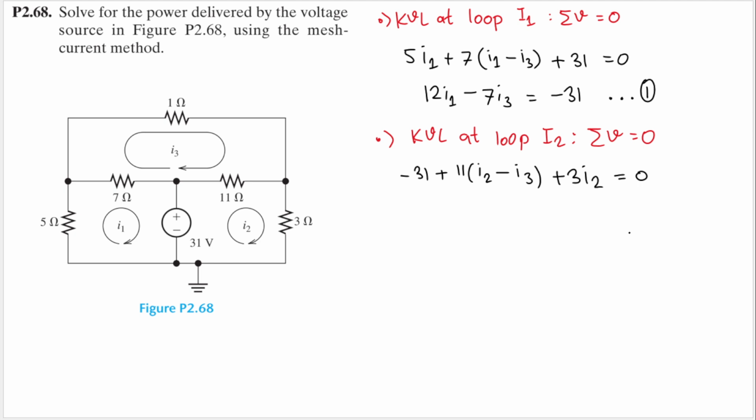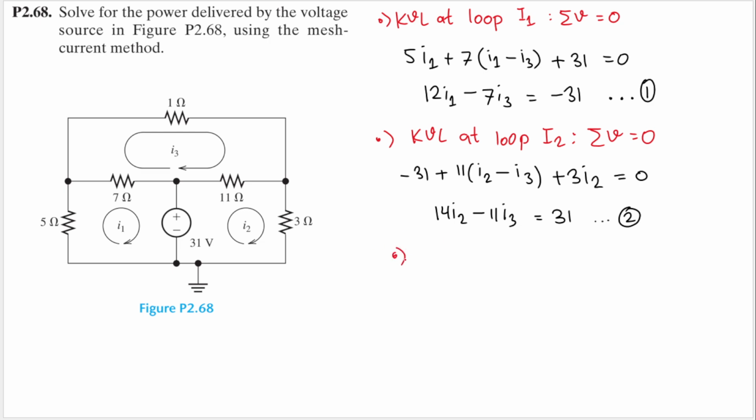Now let's do simple algebra. 11 plus 3 is 14, so 14 I2. Then let's distribute this 11 inside, so I'll have minus 11 I3. Let's move this minus 31 to the right hand side, so we'll have 31 here. Let's save this as equation number 2. We still need one more equation here.